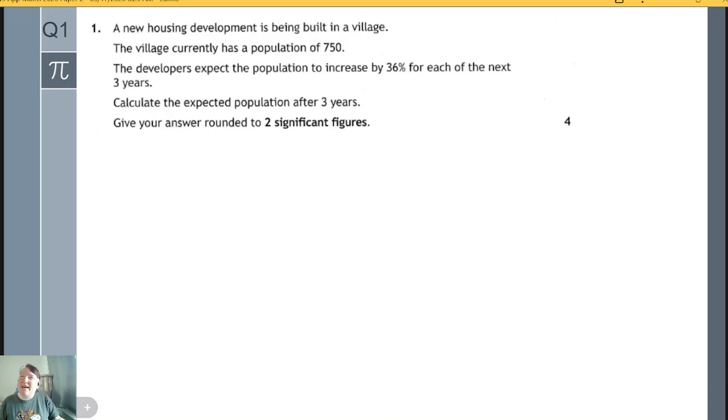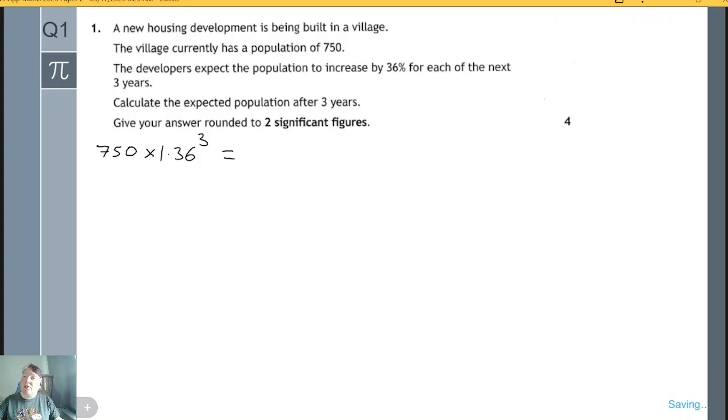Question 1. A new housing development is being built in a village. The village currently has a population of 750. The developers expect the population to increase by 36% for each of the next 3 years. Calculate the expected population after 3 years and give your answer rounded to 2 significant figures. So we've got quite a few bits to this. We have our starting value of 750 people. We have a population increase of 36%, so that makes it 1.36 as our multiplier, and that's happening repeatedly for 3 years, so that's to a power of 3.